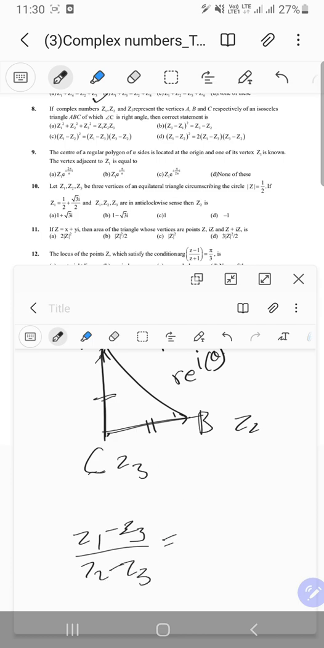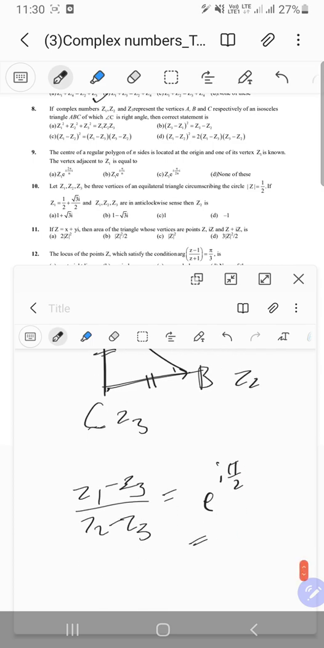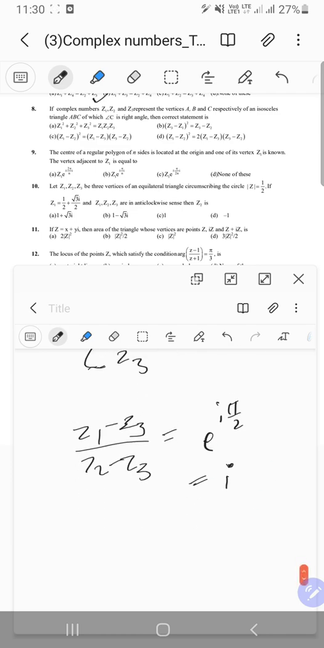Okay, this quantity, when we divide this, is going to be e power i pi by 2. What's that? So cosine of pi by 2 is 0, sine of pi by 2 is 1, so it's going to be 1. Sorry, it's going to be i. Nice. Yeah, that looks correct. Okay, now what? But that's not all. Okay, now what do we do?